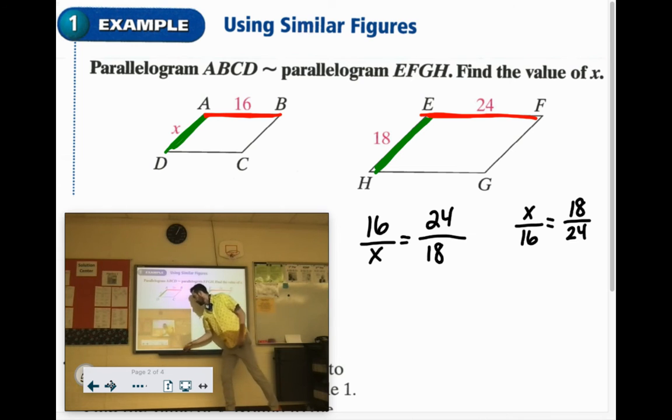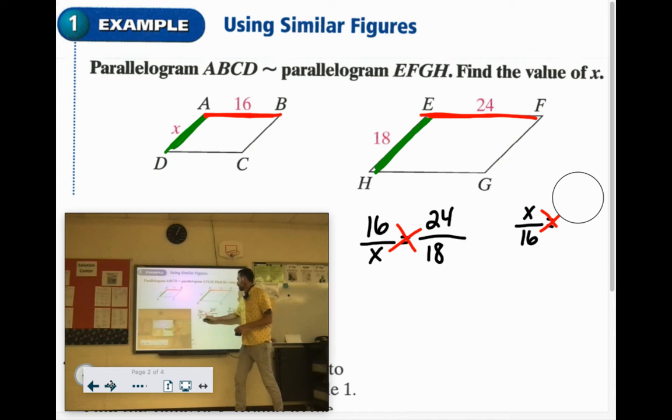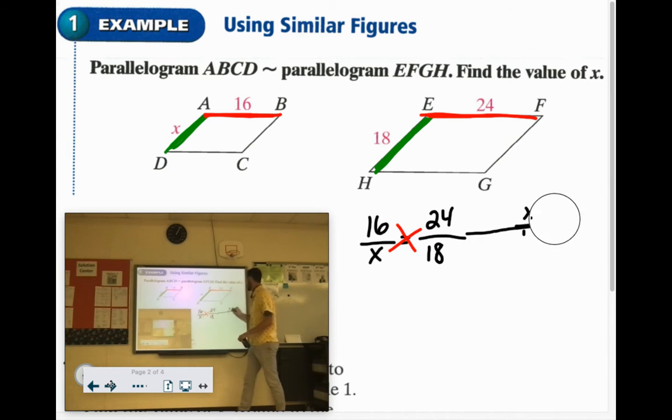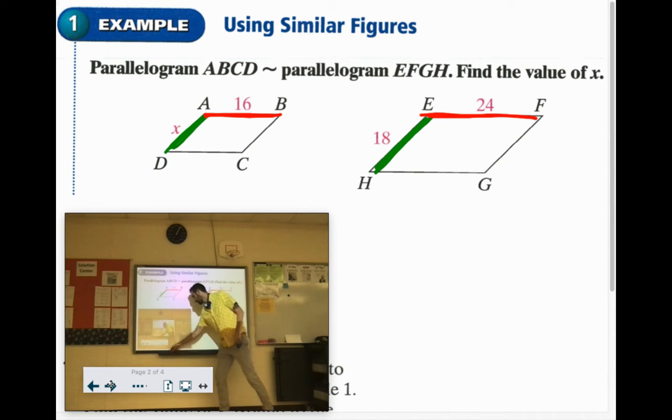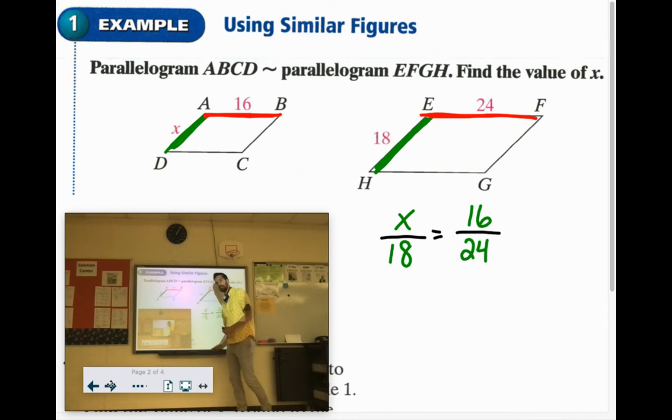You'll see that they have the same cross products. We have x times 24, we have 16 times 18. Great, those work. Another way you can set it up is small parallelogram to the corresponding large parallelogram. So if we were to say x corresponds to the 18, so we did small over large, and then it should be equals small over large. So the small other side would be 16 over the large side, which would be 24. It's the same cross products as the other way we set it up. So really it's like, what are you most comfortable setting up? You can set it up that way.